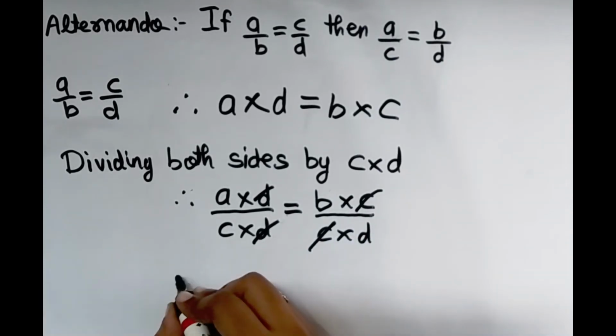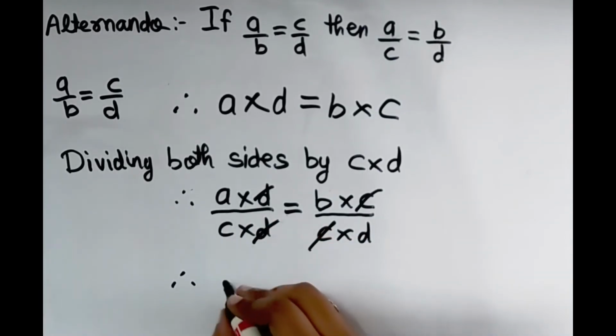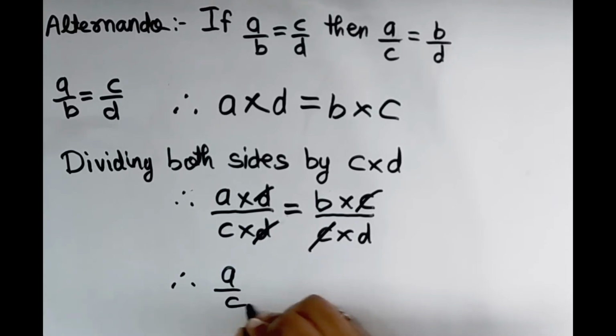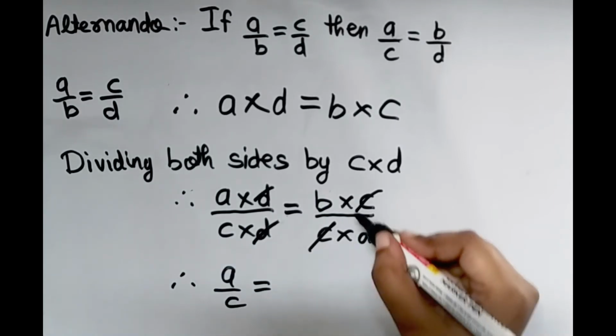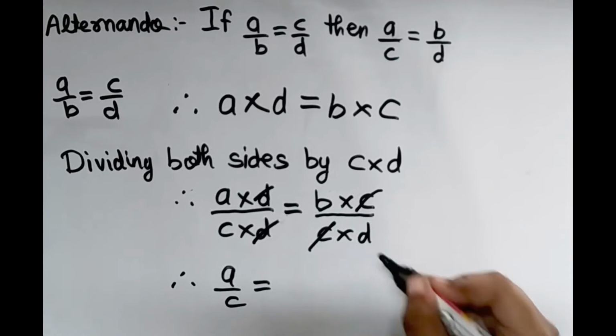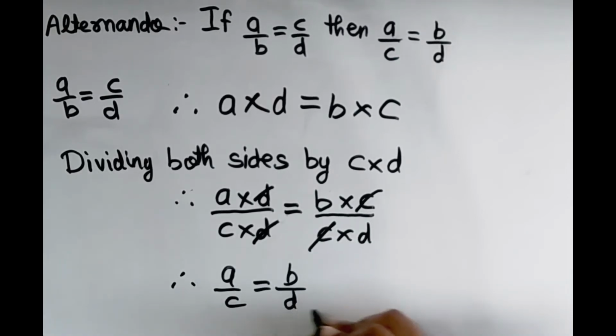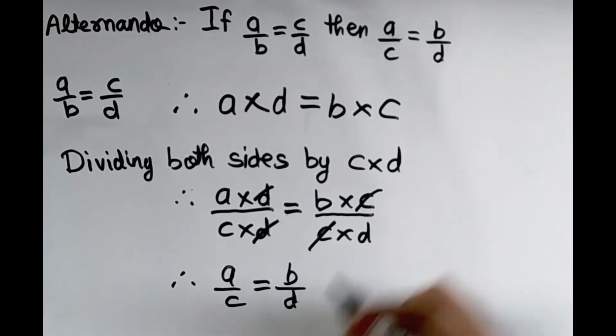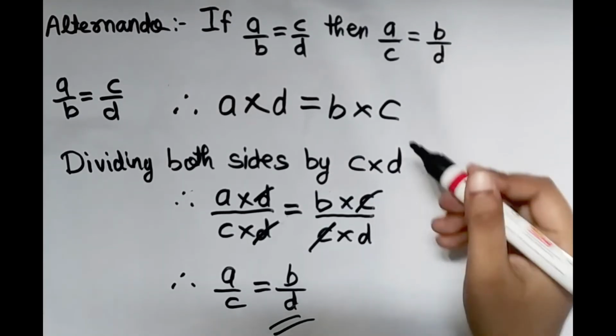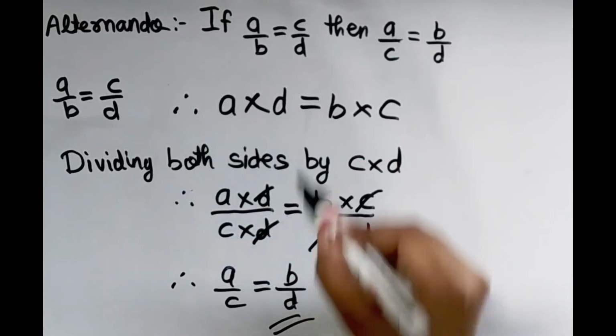Now what will remain? Therefore, in the left hand side, A upon C equal to, in the right hand side we have B upon D. So A upon C equal to B upon D. We got this answer. So this is the final answer, and this is how you will prove the alternando property.